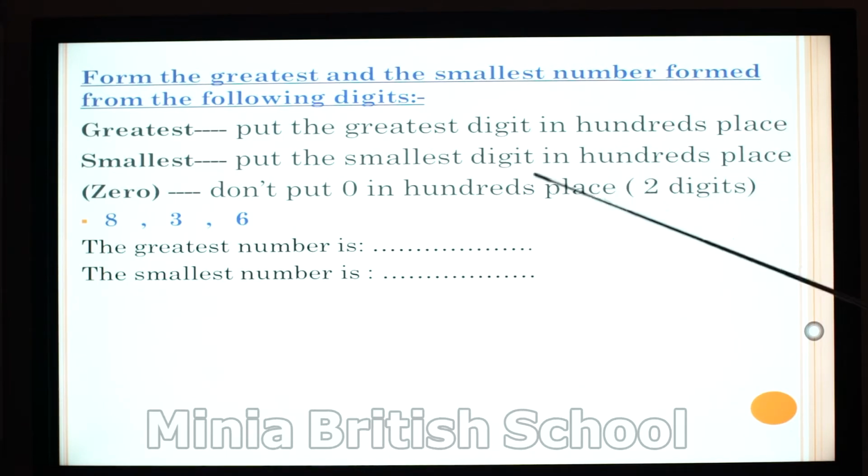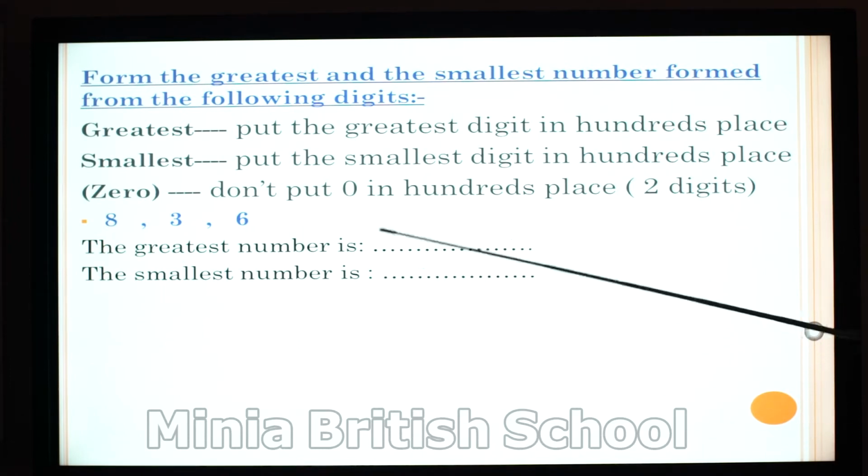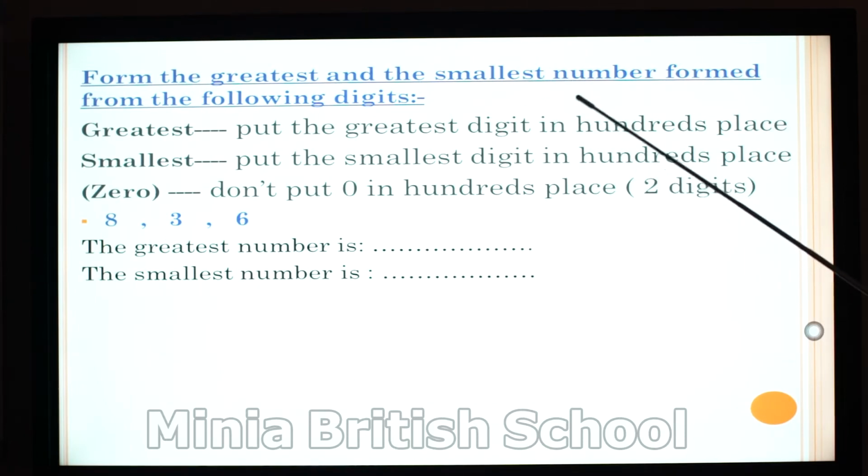But in smallest, you can say 0 is the smallest digit. That's right. But you can't put 0 in hundreds place. Because 0 in hundreds place, it will be cancelled. So it will be 2 digits.